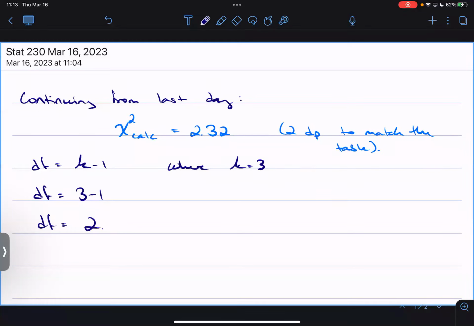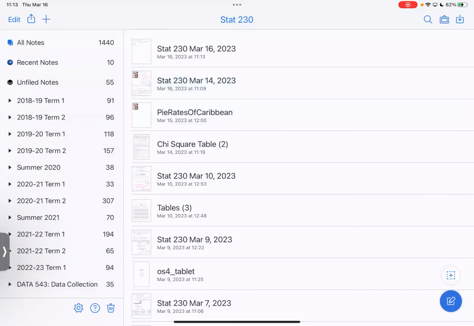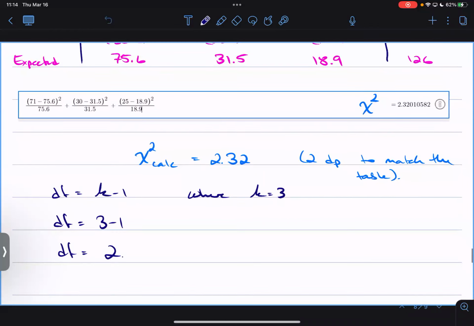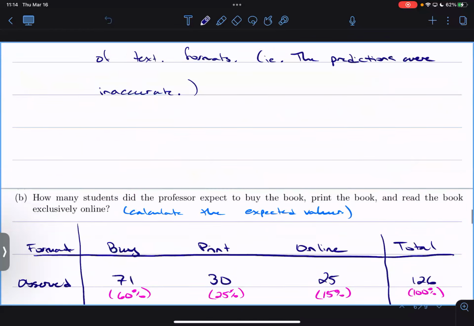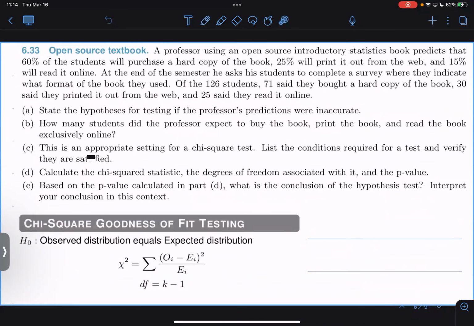We calculated our chi-squared test statistic, and let's see if there was another part that I should be tackling here yet. Oh yeah, calculate the chi-squared test statistic, the degrees of freedom associated with it, and the p-value. So now we need to find the p-value, and maybe I'll grab this, copy.